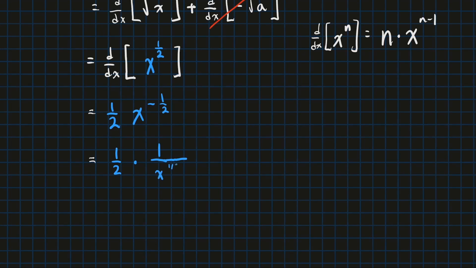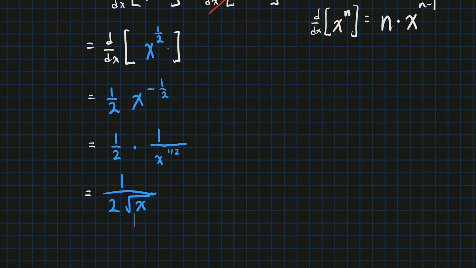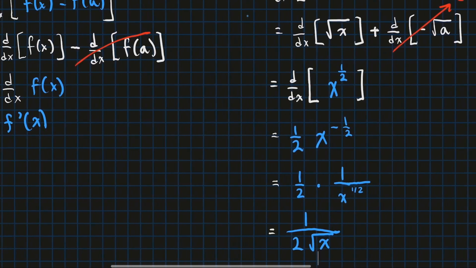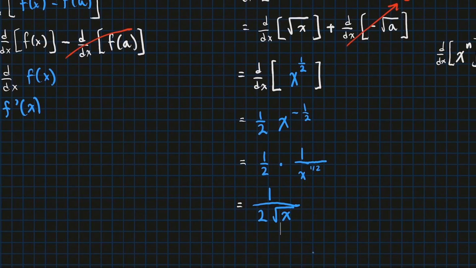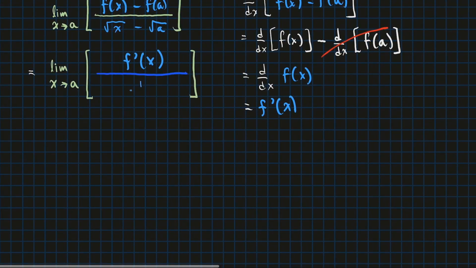and that is of course just equal to 1 over 2, and I can make this x to the 1/2 a square root again, just because it's easier to write that way. So the derivative of the square root of x is 1 over 2 times the square root of x. This is actually a good one to remember, because square root of x, that's a common thing to take the derivative of. Alright, so the derivative of our denominator is 1 over 2 times the square root of x. Let's write that. So 1 over 2 times the square root of x.